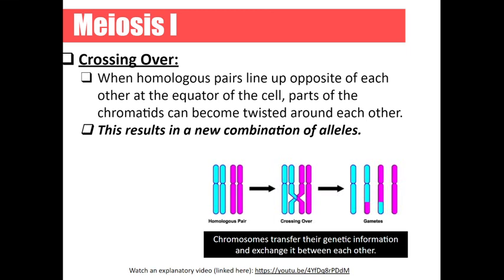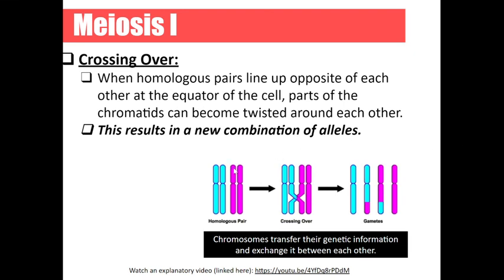So, one thing is crossing over. This happens when homologous pairs line up opposite of each other at the equator of the cell. Parts of the chromatids can become twisted around each other. This can result in a new combination of alleles. So, chromosomes can transfer their genetic information and exchange it between each other.